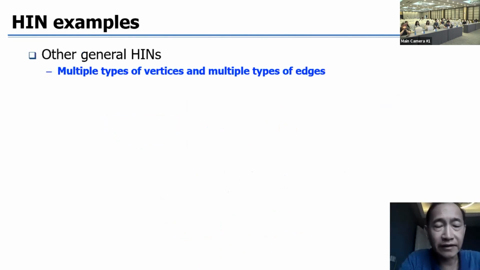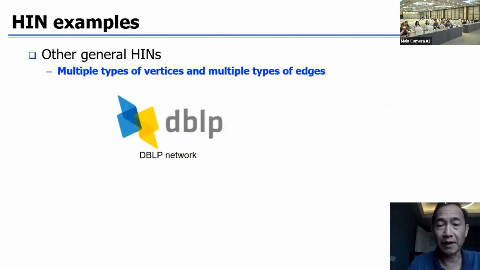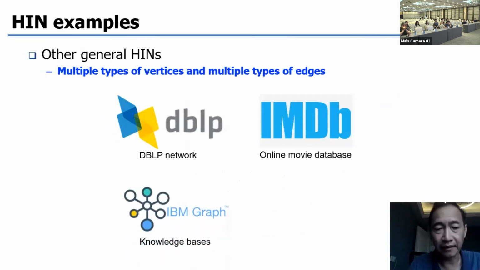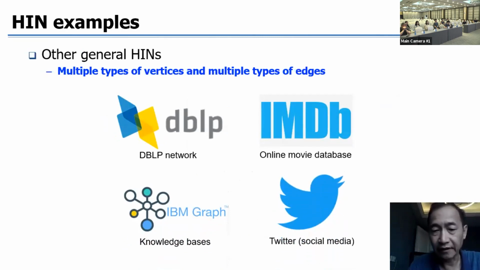There are other general HINs, which consist of multiple types of vertices and multiple types of edges: DBLP network, online movie database, IBM knowledge base data, and Twitter. So these are typical general HINs.